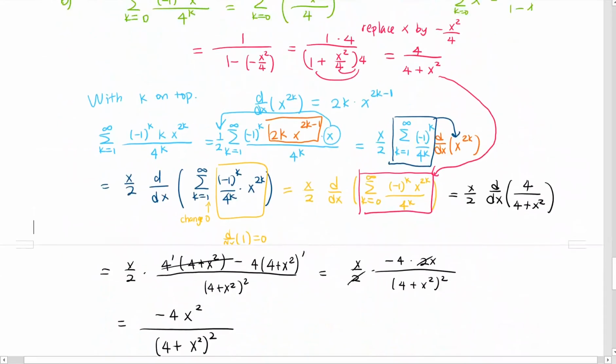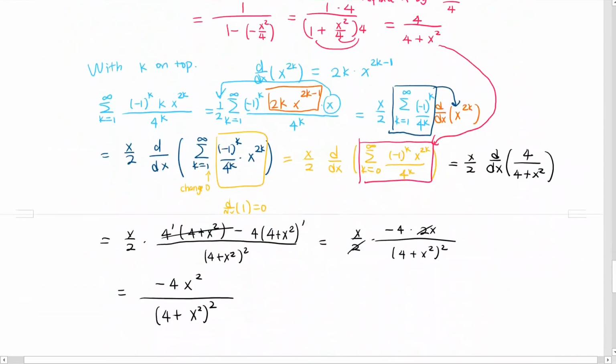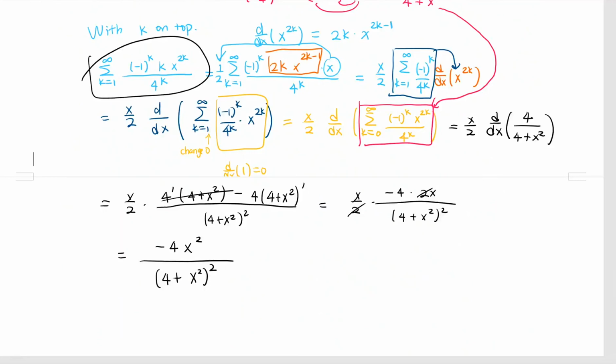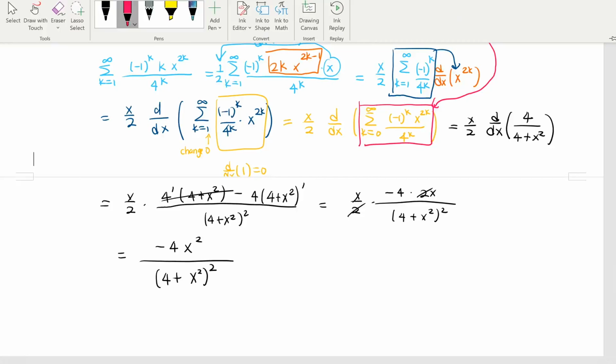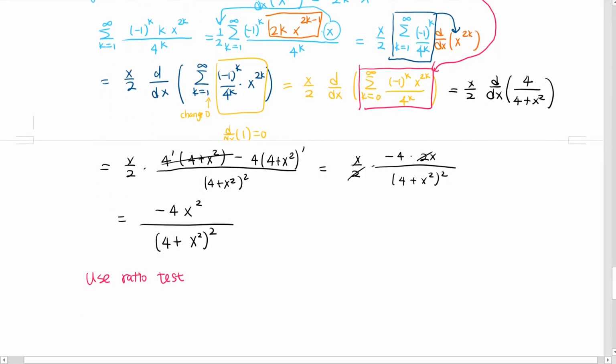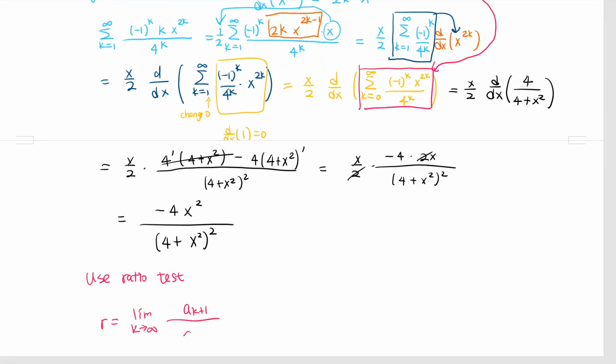Okay, so what is the interval of convergence? Well, then look at the power series. Let's figure out the interval of convergence. Okay, so use the ratio test. R is the limit as k goes to infinity of a sub k plus 1 over a sub k.